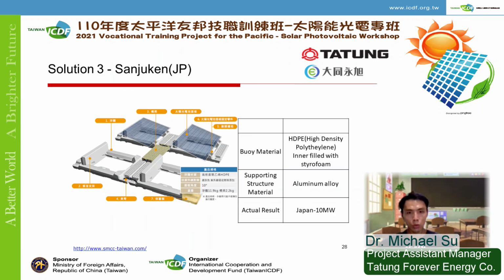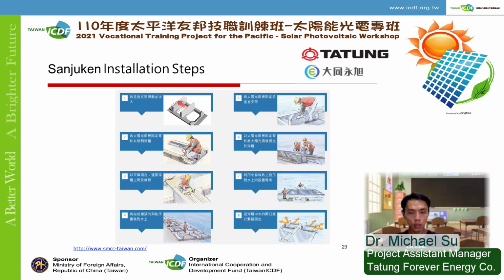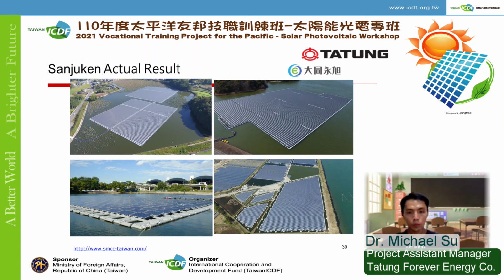Now, for the sites in Japan, what's different than the other countries is that besides using the HDPE, they will fill the inside of the structure, which is the one you see now, with styrofoam to enhance its buoyancy. And they also use the aluminum alloy as the frame. These are the installation steps. In this picture, you can see that the sites on the waters are usually formed from big floating platforms, so its installation speed is actually pretty fast.